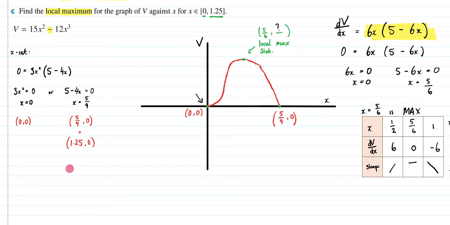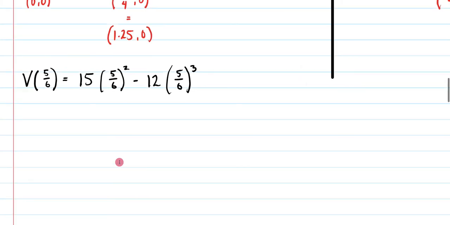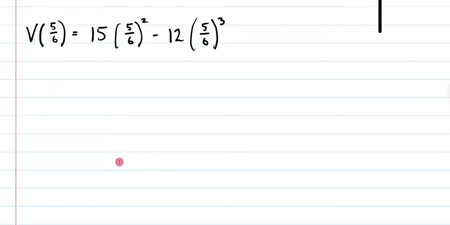This is going to be v, and let's say v of 5 over 6. What is that going to be? It's going to be 15 times (5 over 6) squared minus 12 times (5 over 6) cubed. Now, hopefully, if you were given something like this, you'd be given a calculator. But let's just pretend we're not given a calculator, and let's see if we can figure this out. So we're going to have to do some fancy footwork here, but let's see how we go with it.